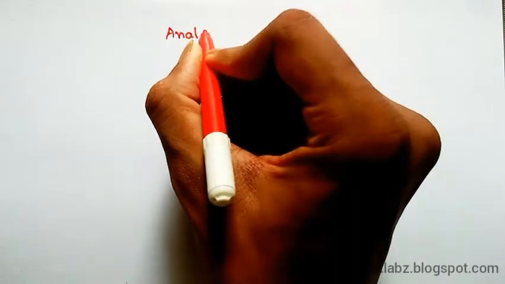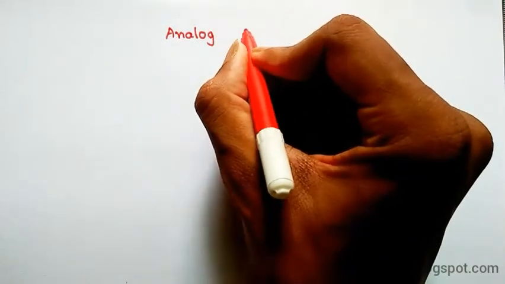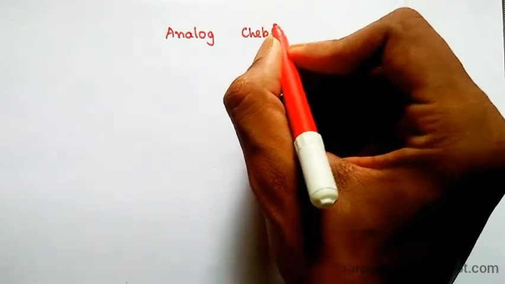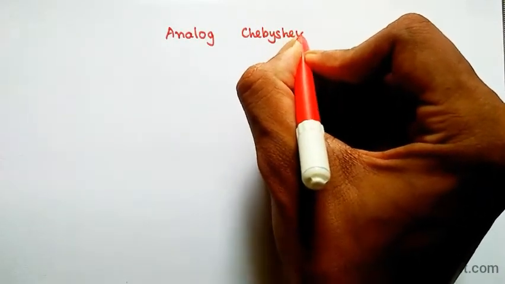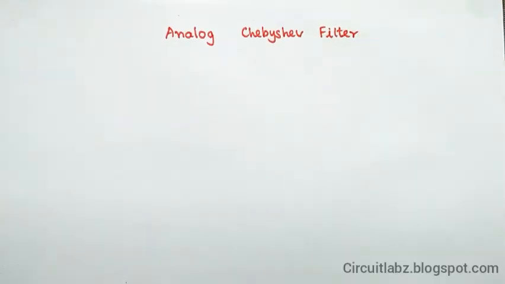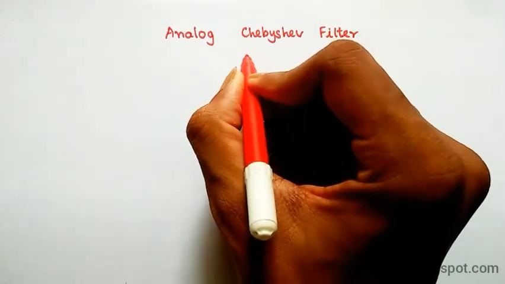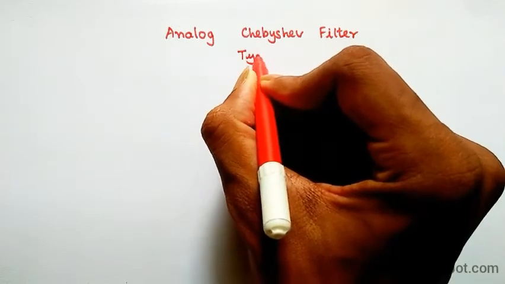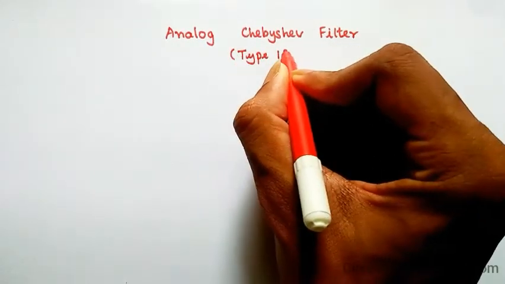In this video, we are going to see the 7-step procedure for designing a Chebyshev filter. In our next video, we will see how to design a Chebyshev filter. This is a type 1 analog Chebyshev filter.